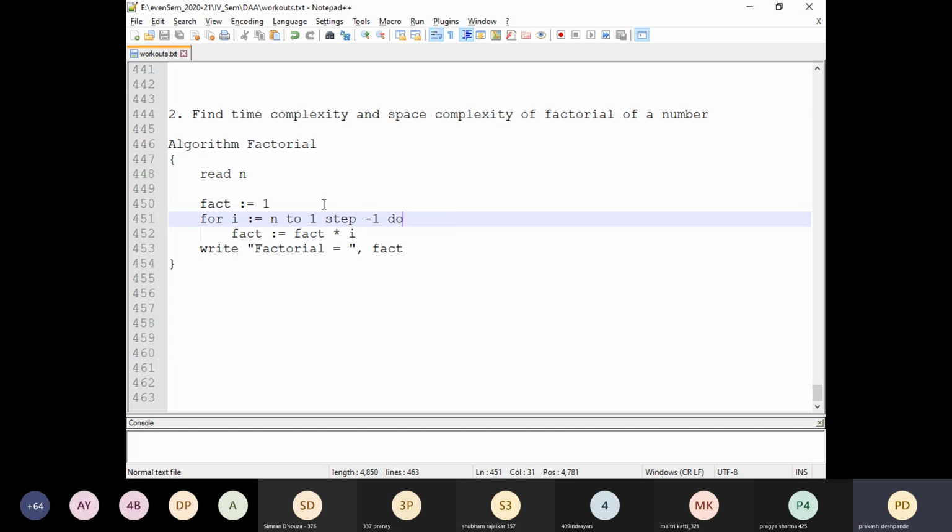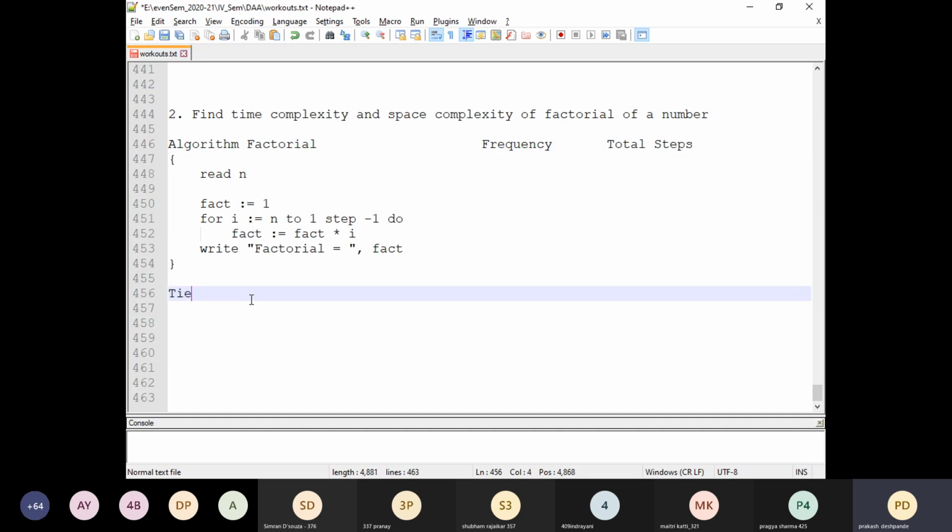Now, let me write down the other columns here. The first one is frequency. The next one is total steps. Now, first let us calculate the time complexity.